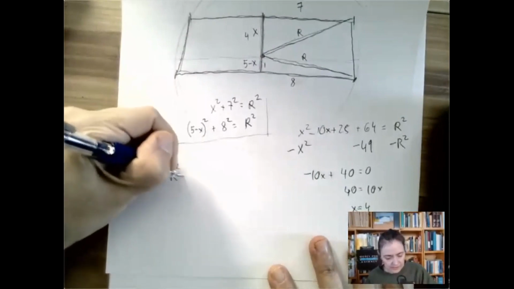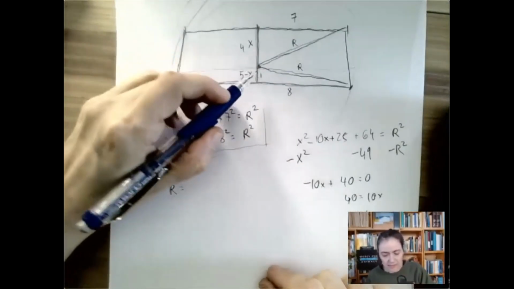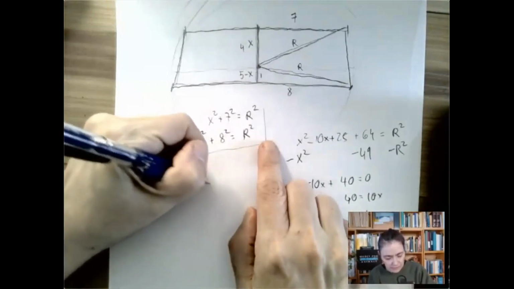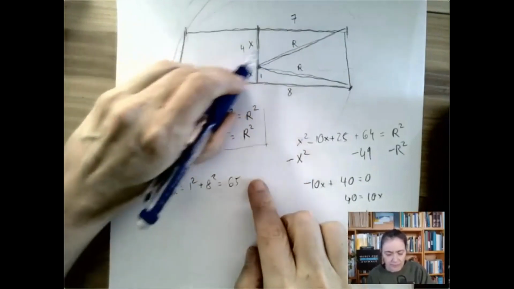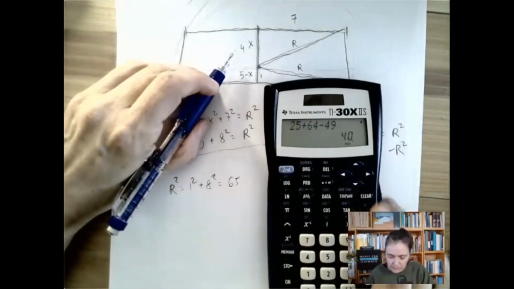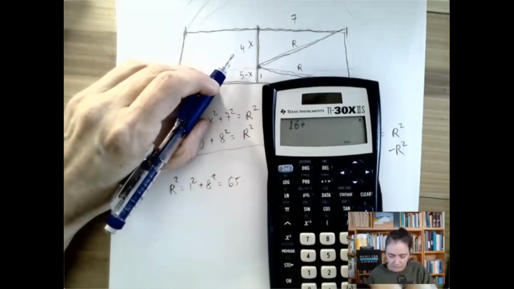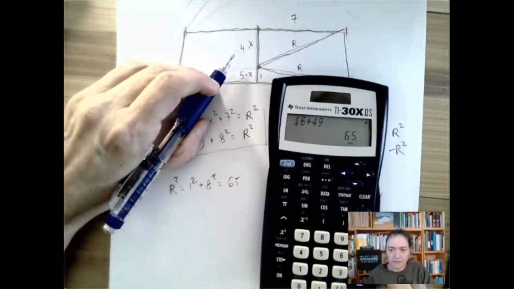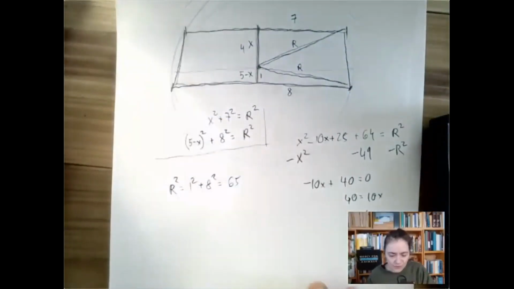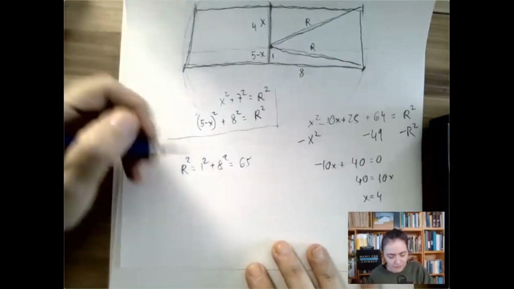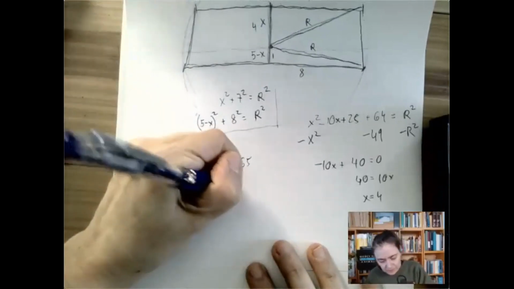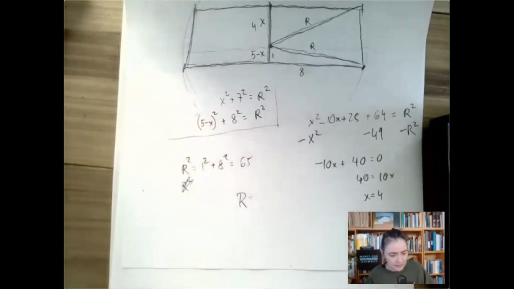So r squared looks like it's 65, right? It's 1 squared plus 8 squared from the bottom triangle. And 4 squared plus 7 squared, just for kicks and giggles. 4 squared is 16, 7 squared is 49. That too adds up to 65. So interesting, 65 is a number that you can write as a sum of two squares in two different ways. Either way, what we're asked about is the radius of the circle, which I think is square root of 65. Thank you for watching.